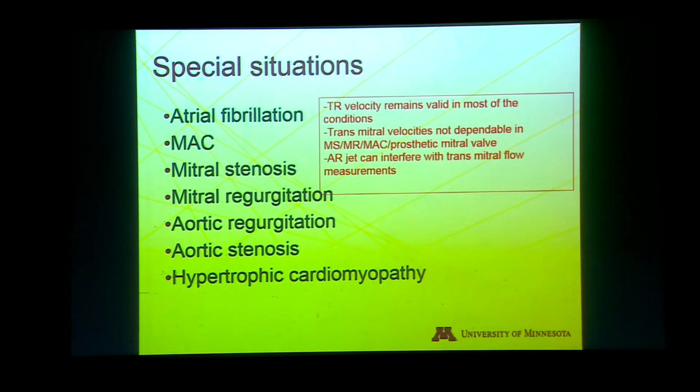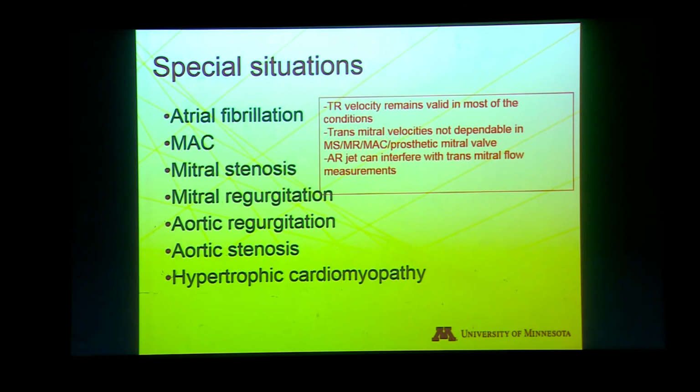What about MAC, mitral stenosis, mitral regurgitation? If all of these are mild, then you should be okay to apply the same guidelines. But if the MAC is high, if the mitral stenosis is high, or the patient has a prosthetic valve, you cannot use tissue Doppler because the movement of the tissue on the annulus is affected by these pathologies themselves. You cannot use those. But interestingly, the TR velocities they found remain valid in most of these comorbid conditions.